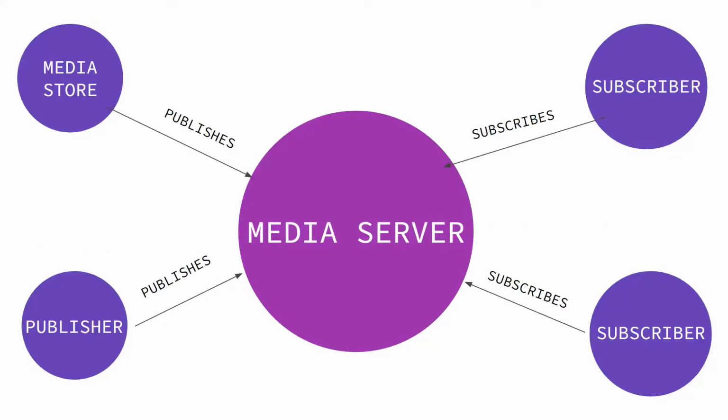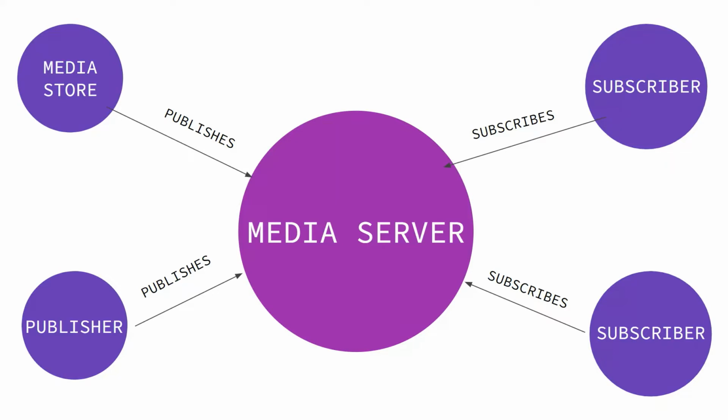So here we have a simple diagram that gives us a high-level overview of the media server's functionality in terms of media delivery. As you can see, the media server sits right between the publisher and the subscribers. The publishers can be of two types here. The media store represents a VOD publishing source, and the publisher represents a live stream publishing source.